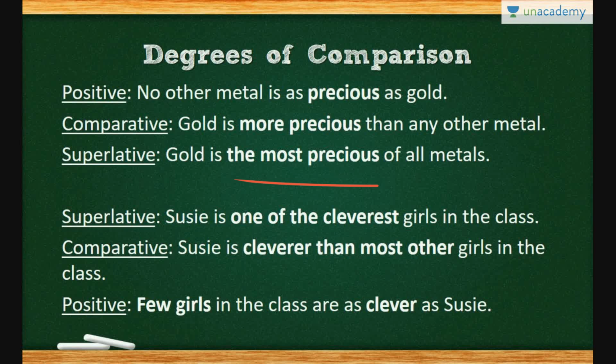Now let's go in the reverse order. Superlative: Susie is one of the cleverest girls in the class. Susie is cleverer than most other girls in the class. Now the simplest form would be: few girls in the class are as clever as Susie. All the three sentences mean the same thing, but we are using the adjectives in a different form.